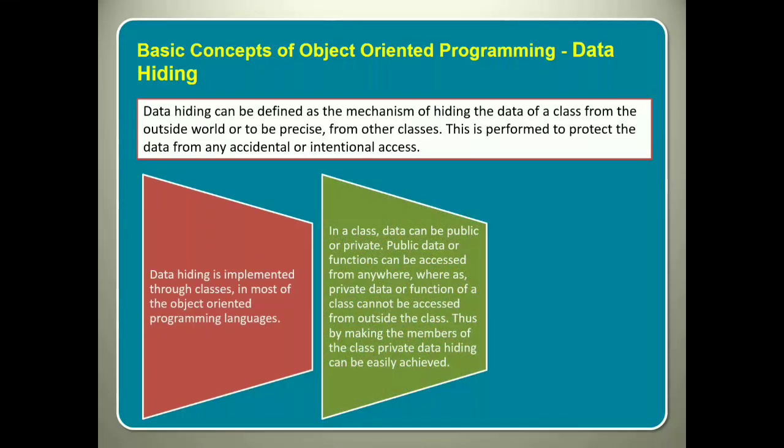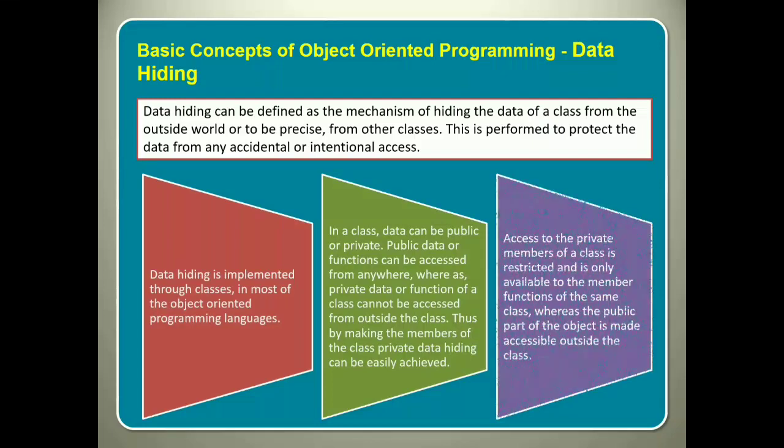In a class, data can be public or private. Public data or functions can be accessed from anywhere, whereas private data or functions of a class cannot be accessed from outside the class. Thus, by making the members of a class private, data hiding can be easily achieved. You must note that access to the private members of a class is restricted and is only available to the member functions of the same class, whereas the public part of the object is made accessible outside the class.